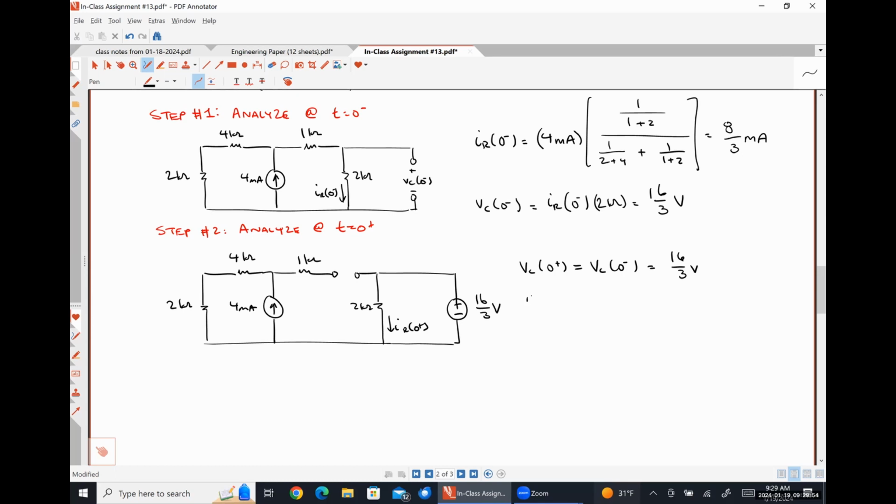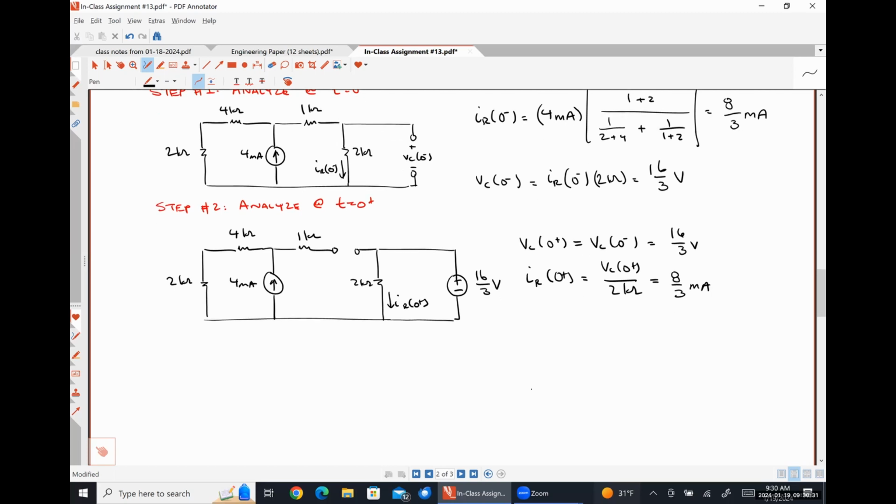So what should IR at 0 plus be? Yep, so 16/3 is VC at 0 plus, divided by 2 kilo ohms comes out to be 8/3 of a milliamp. For time's sake, we're going to skip step 3 because it's just going to give us zeros for everything anyway. So now let's go to step 4.